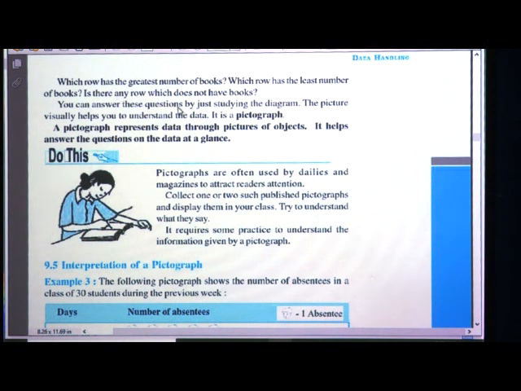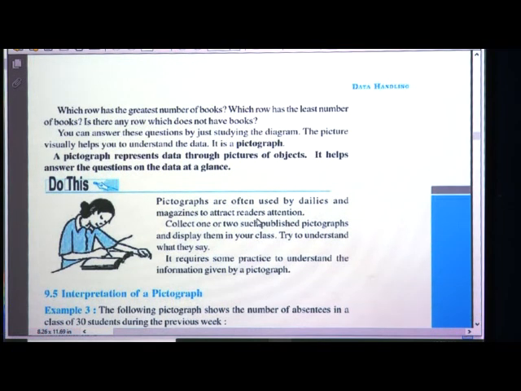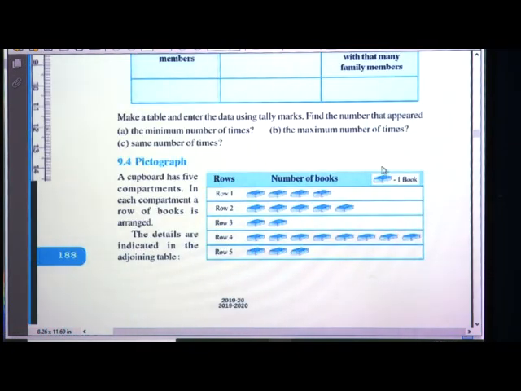Which row has the greatest number of books? Which row has the least number of books? Is there any row which does not have any books? You can answer these questions by just studying the diagram. The picture visually helps you to understand the data. It is a pictograph. The picture which helps you visually to understand the data is called a pictograph. By this you can very easily come to know about the maximum number of books in a row, the minimum number of books in a row, or in which row we have 3 books. In this way we can see.